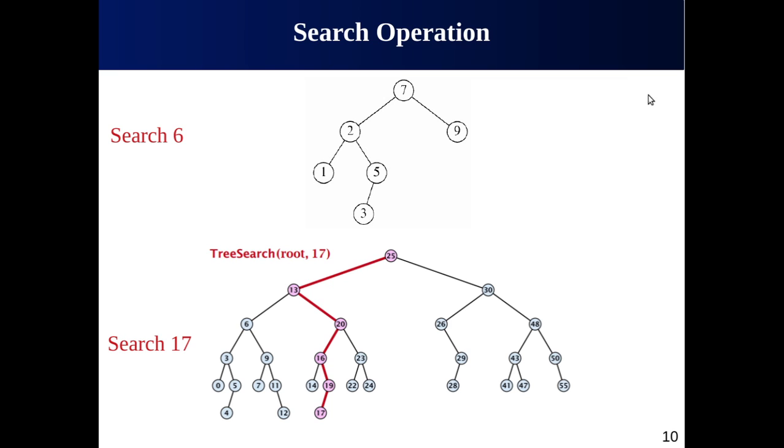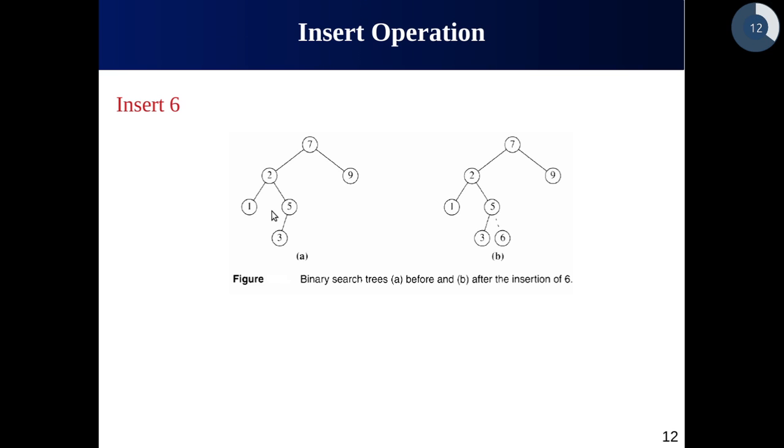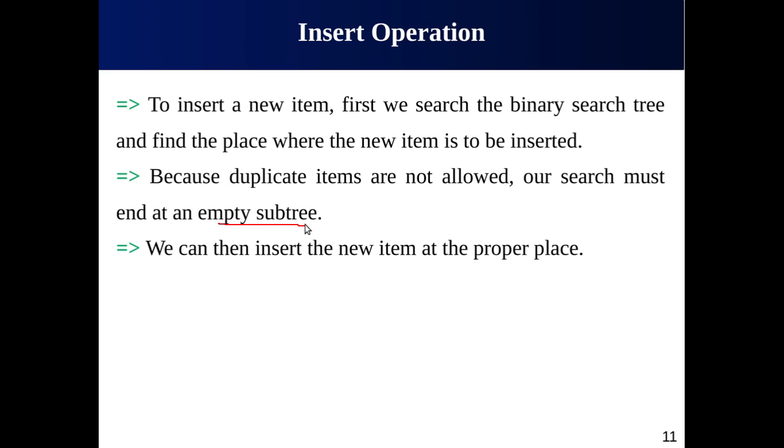We also have another operation which is known as the insertion operation. To insert a new item in a binary search tree, first we search the binary search tree and find the location where the new item is to be inserted. As duplicate values are not allowed in the binary search tree, our search must end at an empty subtree, because we always have to insert the item at the empty, you can say the leaf node. And then after finding the location, you have to insert the element in a straightforward way. Let us see an example.